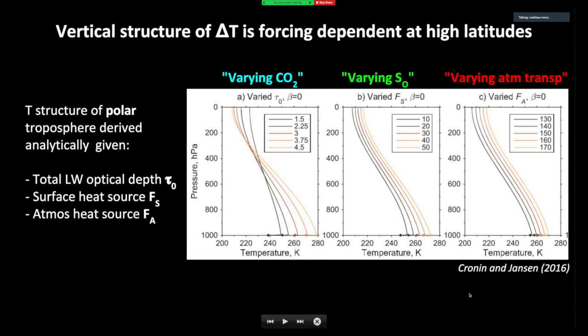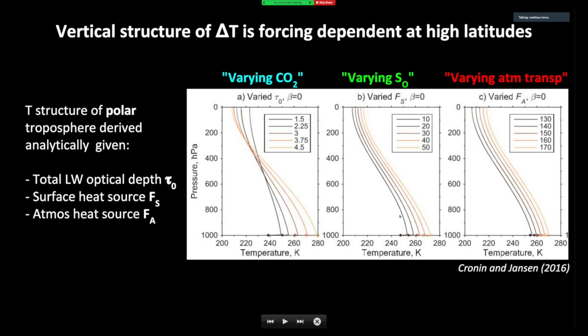So this is from a paper by Cronin and Jansen in 2016. In this paper, they derive the temperature structure of the polar troposphere given three main parameters. The first one is the long-wave optical depth, which is like the amount of CO2 and water vapor. One is the surface heat source, and the other is the atmospheric heat source. So if you vary the long-wave optical depth, or you can think of that as varying the CO2 or water vapor, you get a very bottom-heavy temperature change.